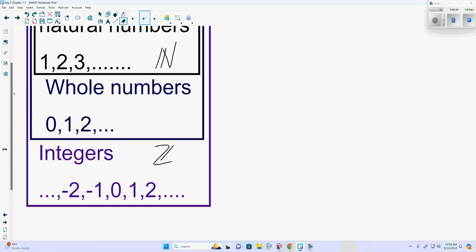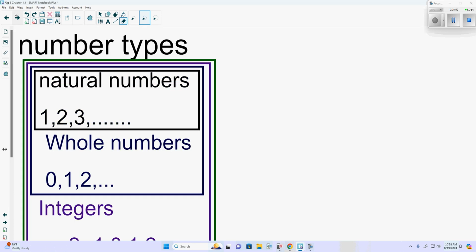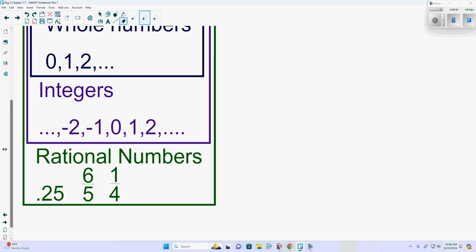Now we need to start adding in some of our decimals, yes? Which would be our rational numbers. These are any number that can be written as a ratio. Any number that can be written as a fraction. Yes. So 0.25 is the same as 1/4. Anything that can be written as a fraction is rational. And rational is Q. It feels like it should be R, yes? But something took it first. Because that's taken by our real numbers.